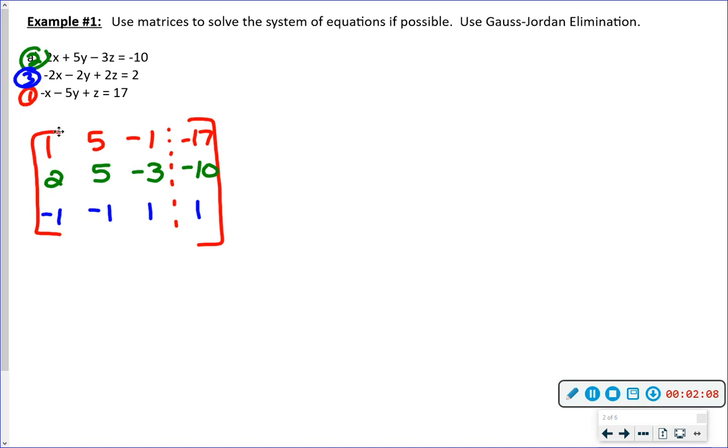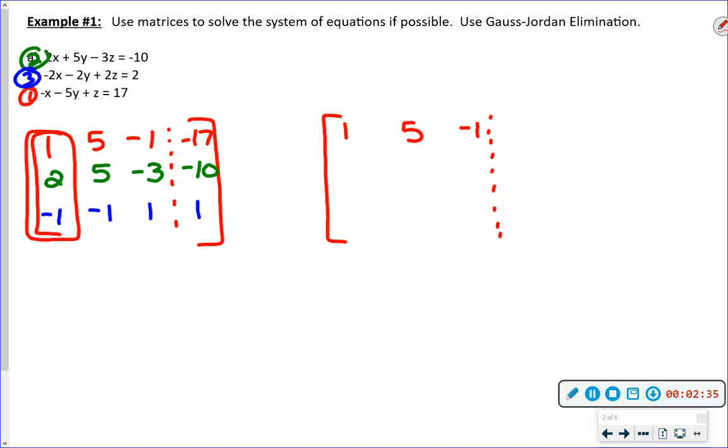Now, remember, just a good review. I'm going slow because we've had some people gone. I want to make sure we get this under control. Because remember, these row operations come back again in 7.6. The better you are at this, the easier your life will be. So we're going to work a column at a time. So I'm working on those 3 numbers, the 1, the 2, the -1. We made our goal of having our 1 here. My first row is perfect. I'm just going to copy down the 1, the 5, the -1, and the -17.